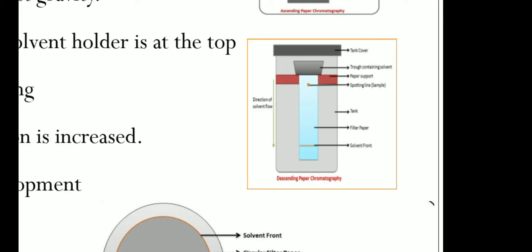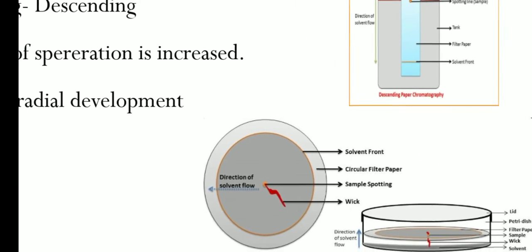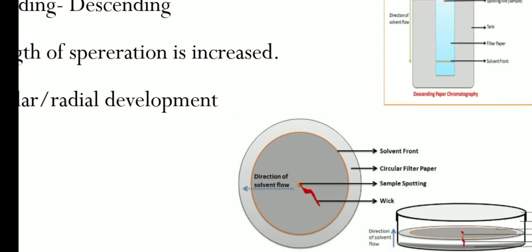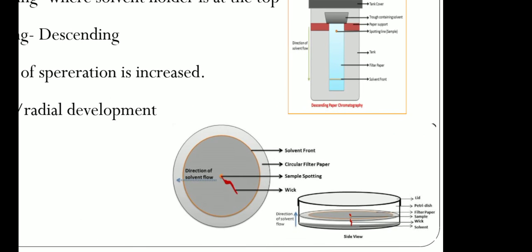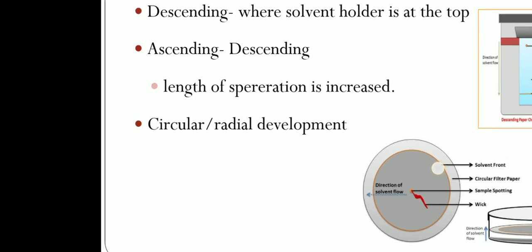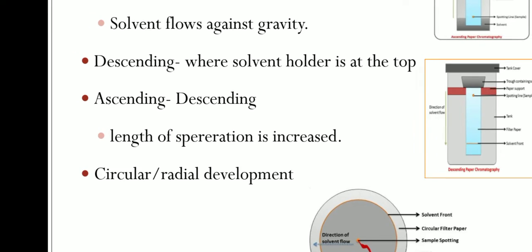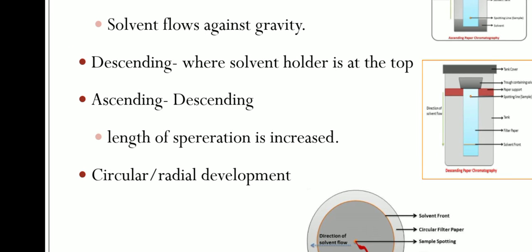Then the next one is ascending followed by descending. The length of separation is increased by this combination technique. First the ascending technique is carried out, followed by descending. Then the fourth one is circular or radial movement.